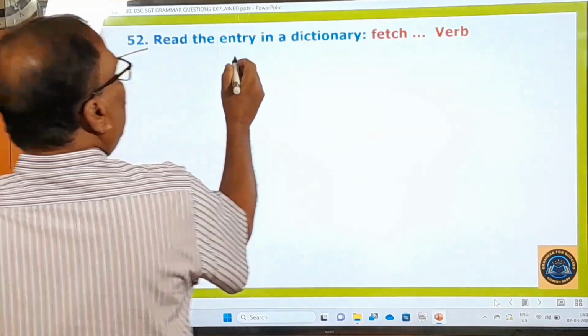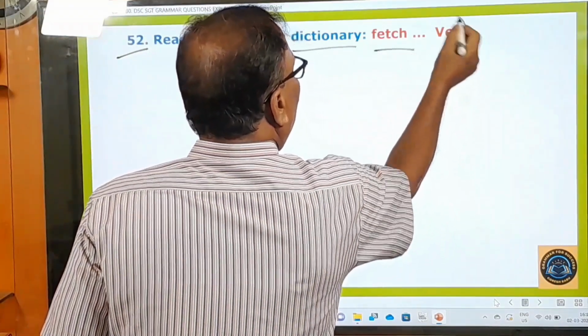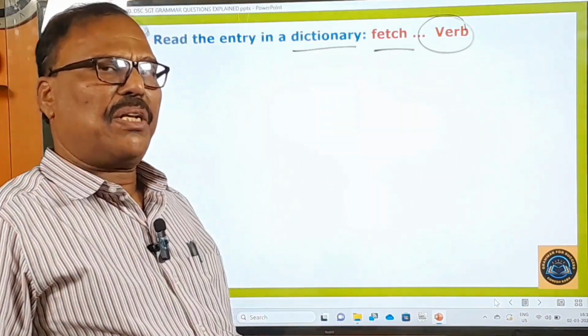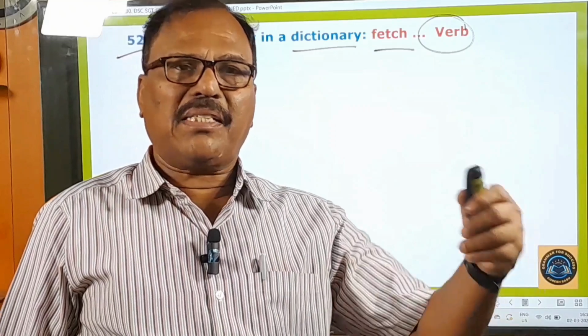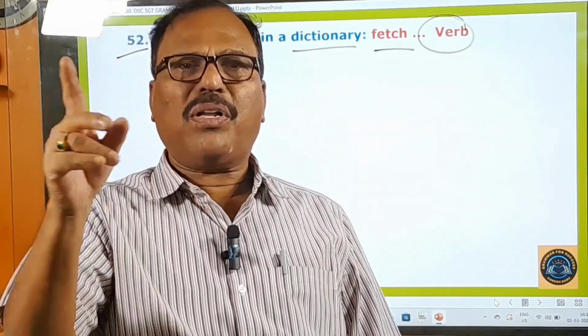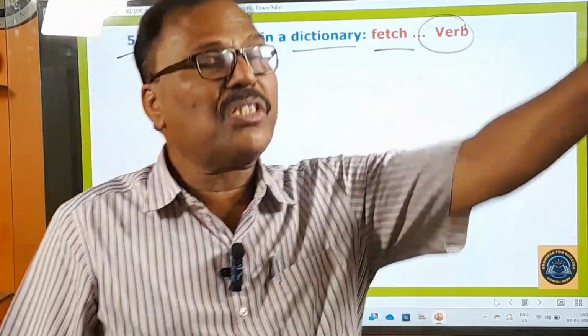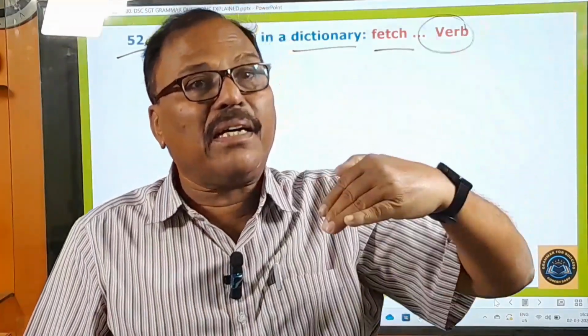52nd question. Read the entry in a dictionary. Fetch. It's a verb. What do you mean by fetch? Dictionary meaning: go and get. The teacher has entered the class and she has asked Mohan, hey Mohan, fetch me a piece of chalk. Fetch me a piece of chalk means Mohan has to go to the staff room and get her a piece of chalk. Going and bringing is called fetch.